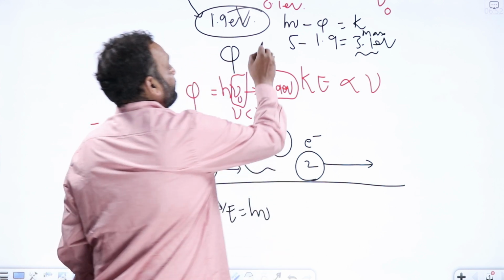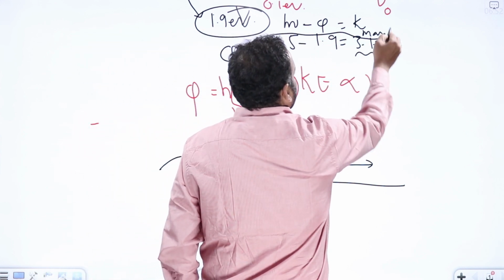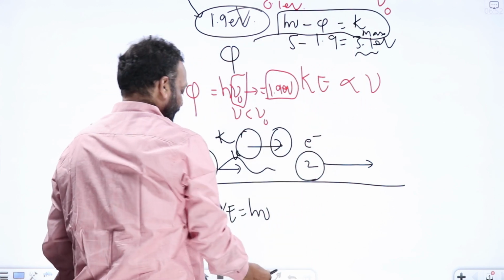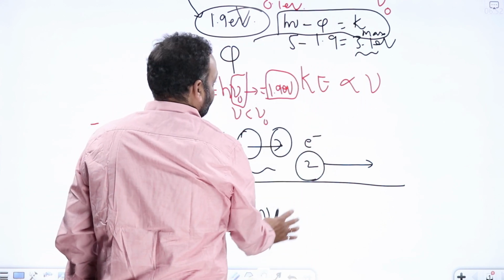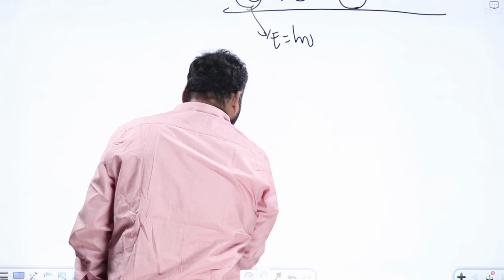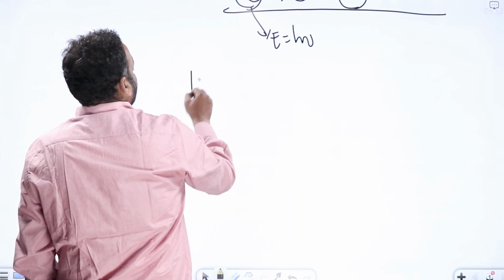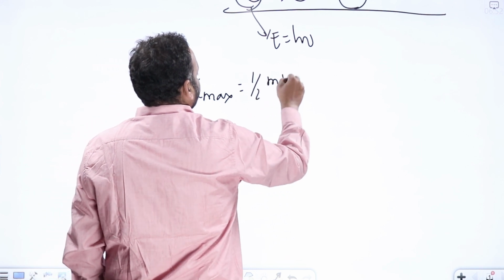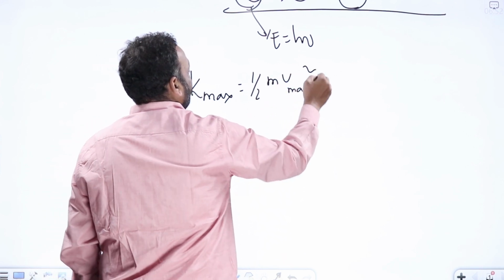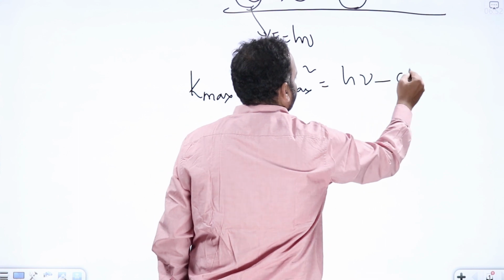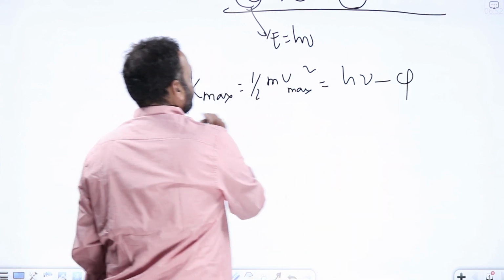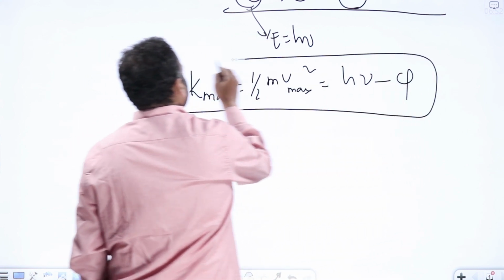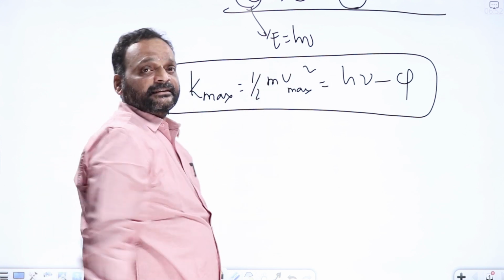This is called the famous Einstein's photoelectric equation. K maximum is equal to hν minus phi. This is how we write it: K maximum, or half m V maximum squared, is equal to hν minus phi. This is Einstein's photoelectric equation, which is nothing but a consequence of the conservation of energy principle.